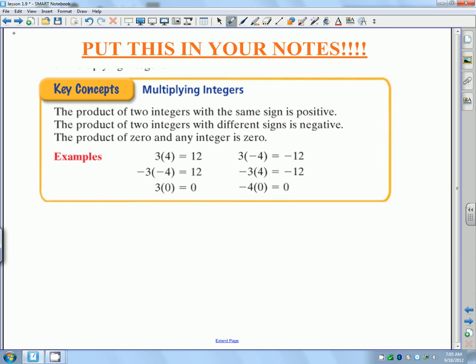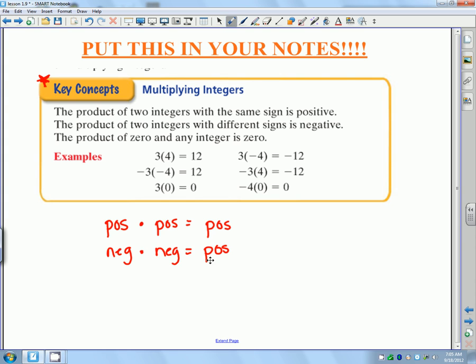All right, so here are the rules. Key concept, multiplying integers. Write this in your notes. Now, you might not want to write all this out. It says the product of two integers with the same sign is positive. So that means a positive times a positive equals a positive. A negative times a negative equals a positive.